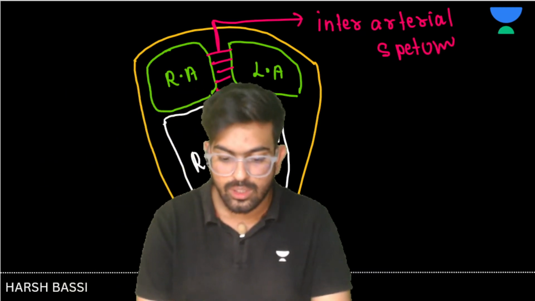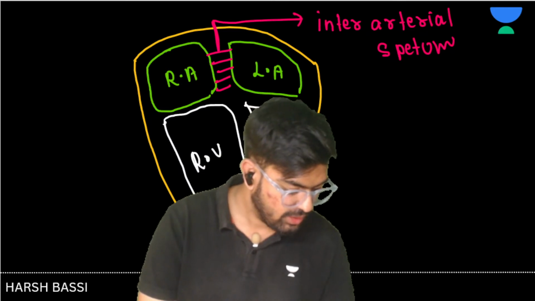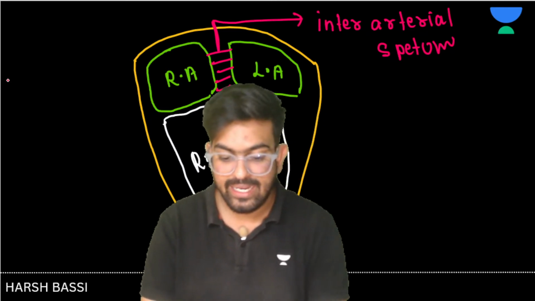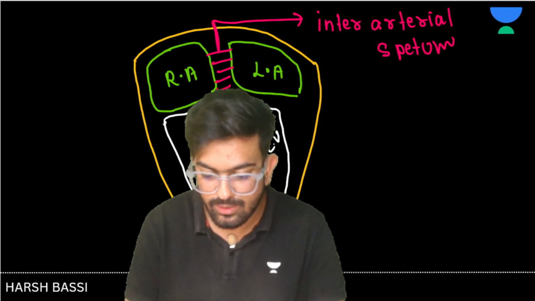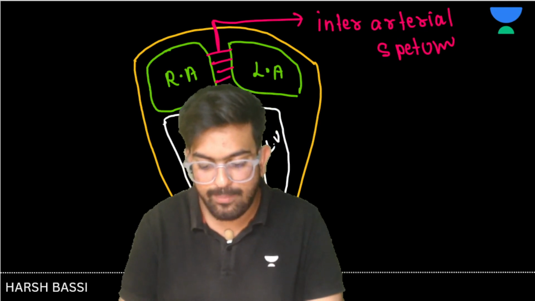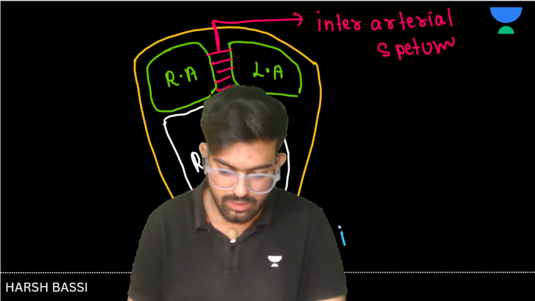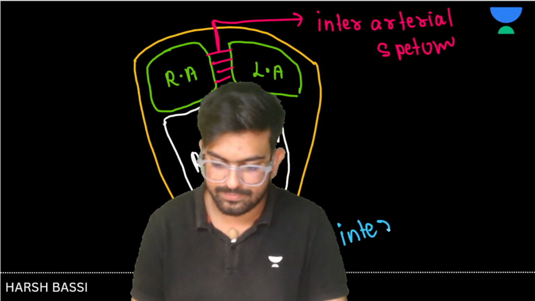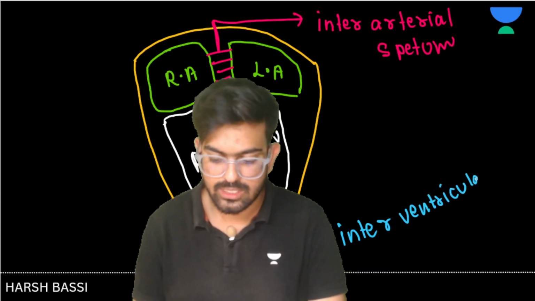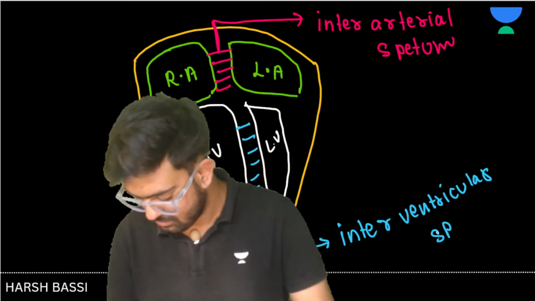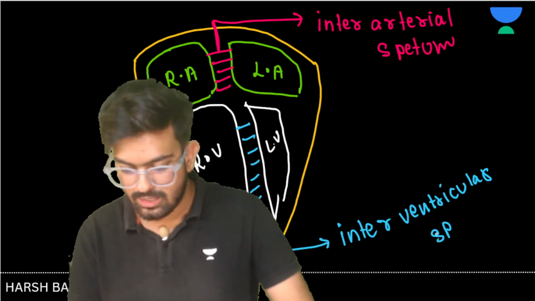Now next we have what? This part. This part is known as what? This part is known as interventricular septum. इसको क्या बोलेंगे? Interventricular septum. Interventricular septum. Clear? Yes, exactly.